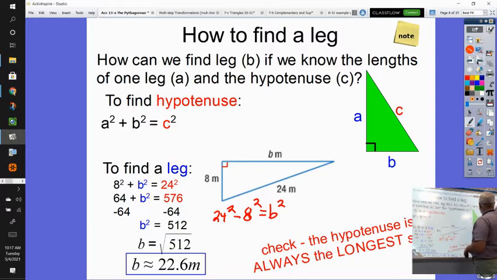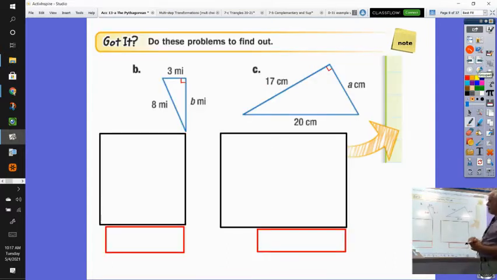Okay. All right, so let's try a couple of these on your own. This one, 3 miles and 8 miles, and then find this missing length in miles. And this one, much smaller than miles, in centimeters. So letter B here.